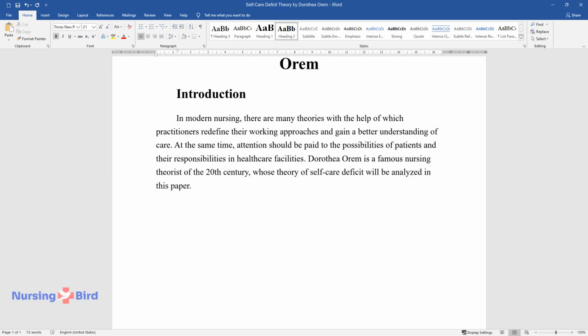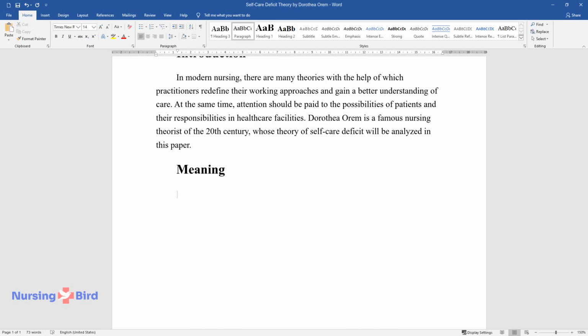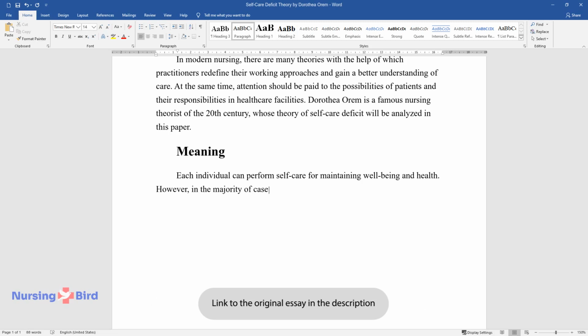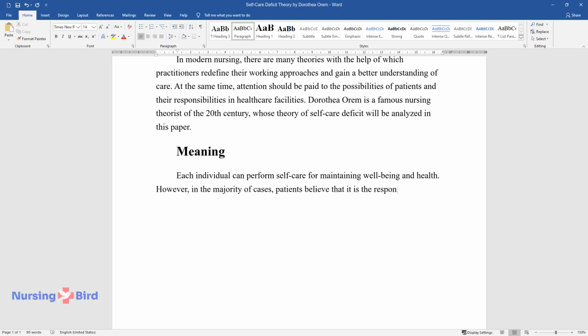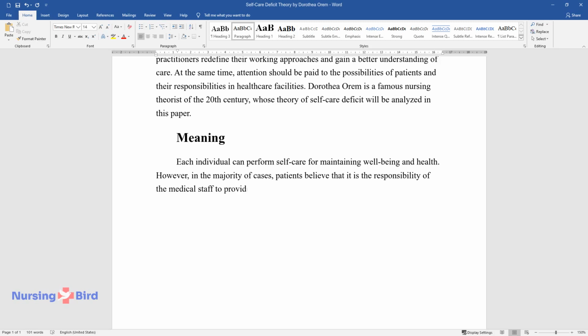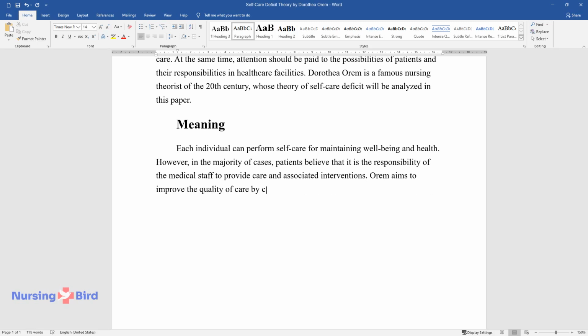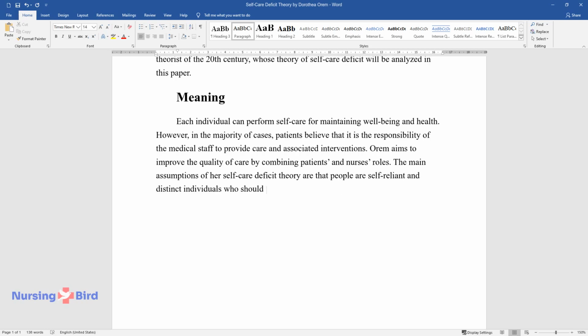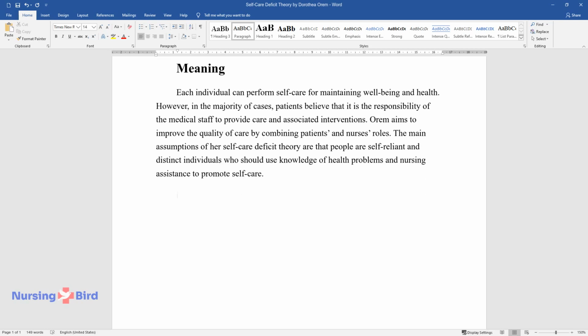Meaning. Each individual can perform self-care for maintaining well-being and health. However, in the majority of cases, patients believe that it is the responsibility of the medical staff to provide care and associated interventions. Orem aims to improve the quality of care by combining patients' and nurses' roles. The main assumptions of her self-care deficit theory are that people are self-reliant and distinct individuals who should use knowledge of health problems and nursing assistance to promote self-care.